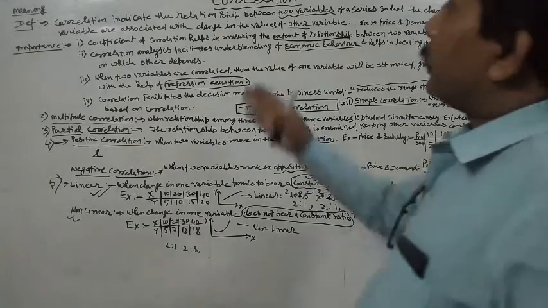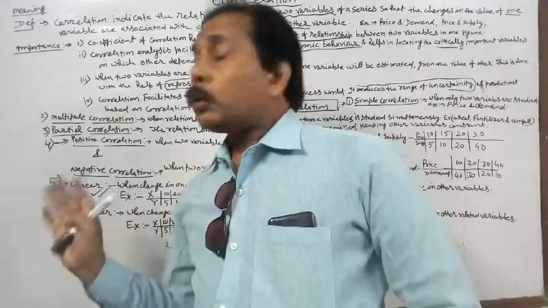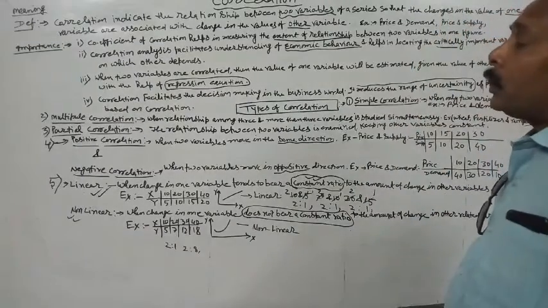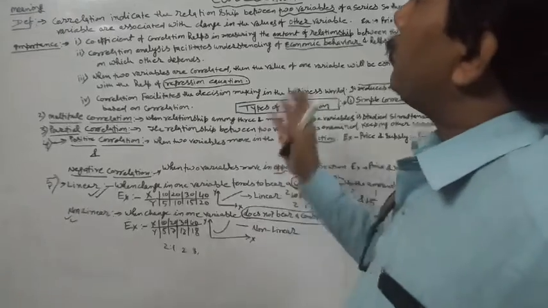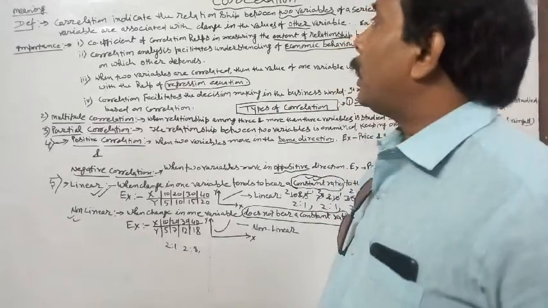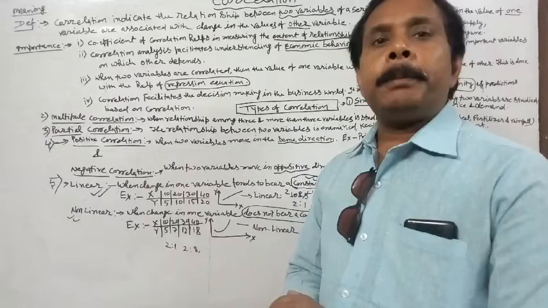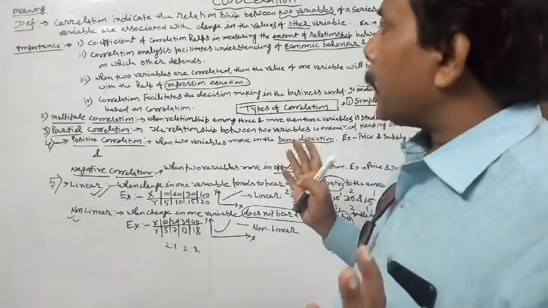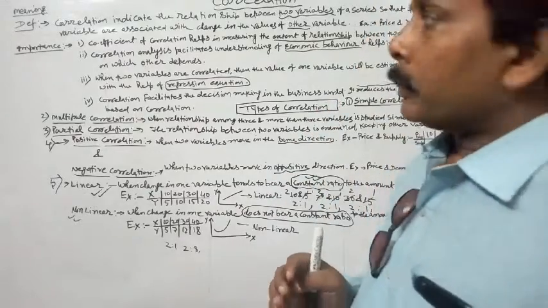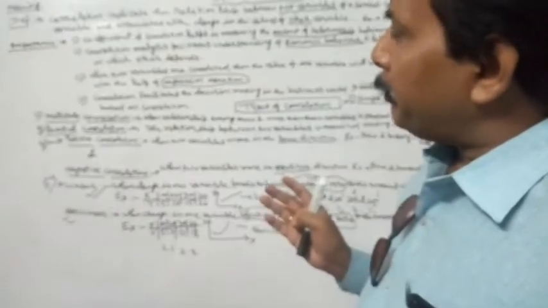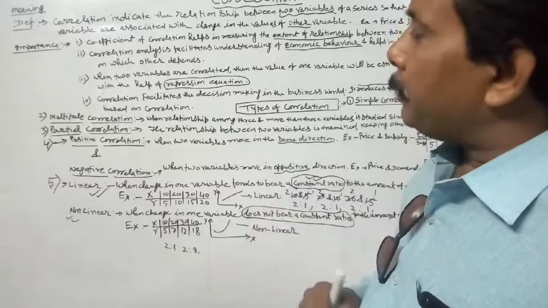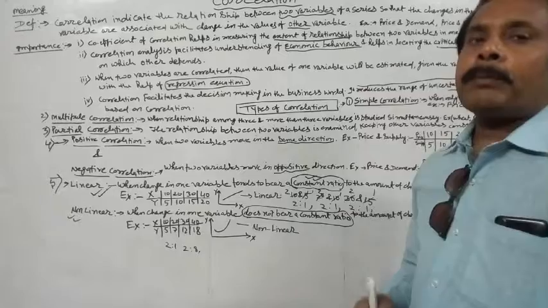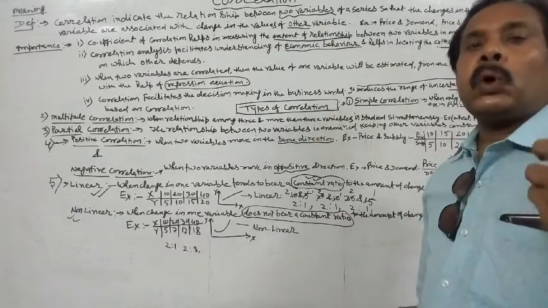So once again, I am going to discuss a new chapter that is known as measures of correlation. Is it clear? So, measures of correlation. In this chapter, first of all, we will discuss the theory part, such as what is the meaning, what is the importance, how many kinds of correlation, and so on.